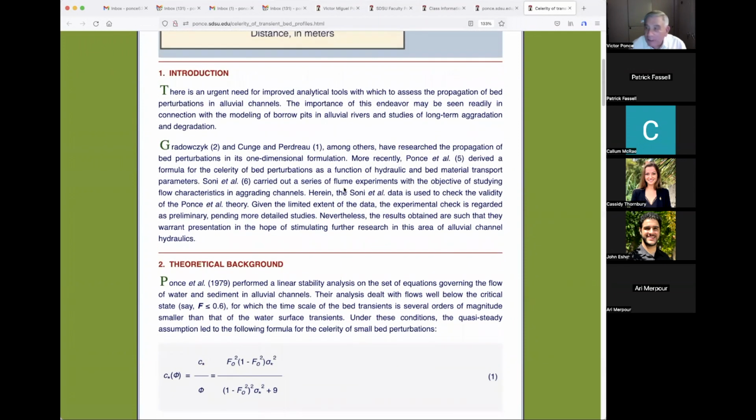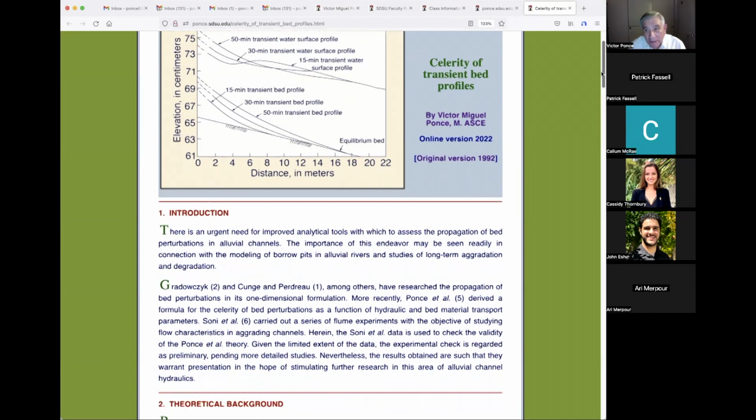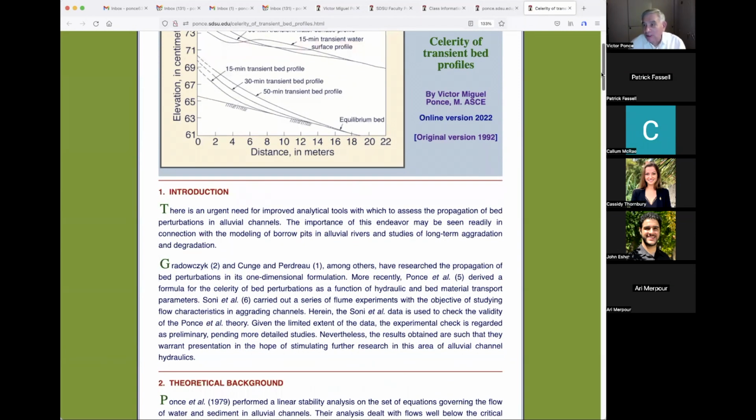But Sony out of India worked this in the lab, and he came up with the velocity profiles. He documented these velocity profiles. And I figured that I could use my formula and see if Sony's data matched my formula. And that's what we did in here. So it's really true morphology, celerity of sediment waves.